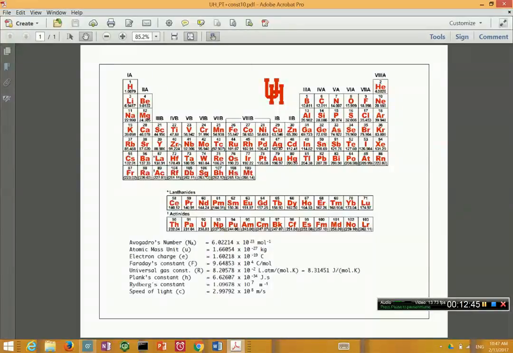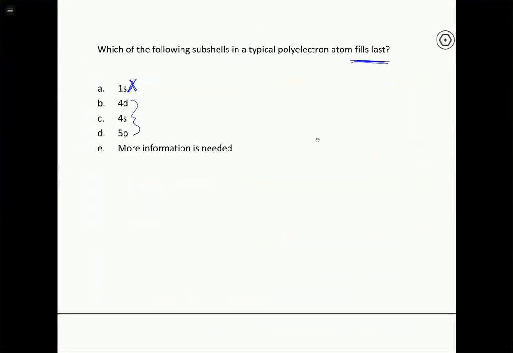4d is here, it's the second row of the transition metals, so that's going to come afterwards, and then 5p is going to be this part of the periodic table, which comes after that. So 5p comes latest in the periodic table, so that's going to be the one that fills last, which is choice D.